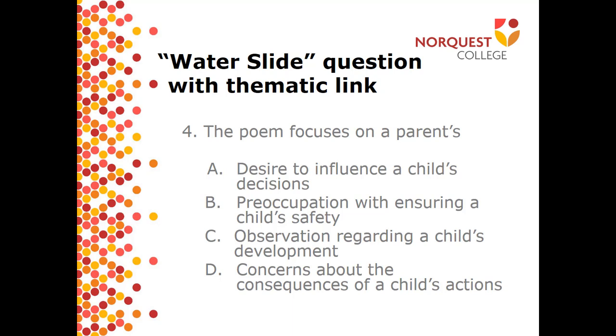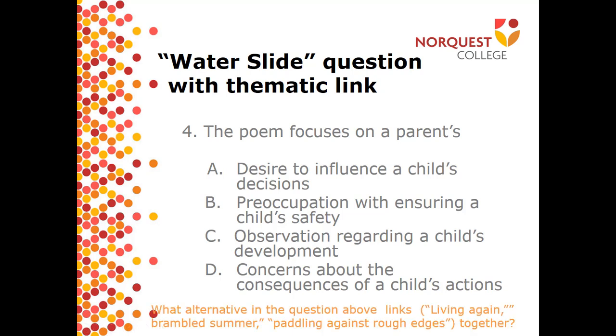A says it's a desire to influence a child's decisions, but that response then would suggest looking into the future, and we've already understood by question number 1 that the speaker is into fond reflection, and that would talk about the past. So A is not the right answer. B is a preoccupation with ensuring a child's safety. Again, that's looking at the future and not looking at that fond reflection. So B is not the answer. C is an observation regarding a child's development. Now here I can look at it in terms of the past, and so C would be the answer. And D, concerns about the consequences of a child's actions. Again, we're looking at future events, so D would not be the answer.